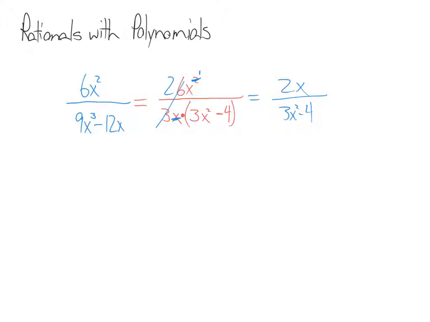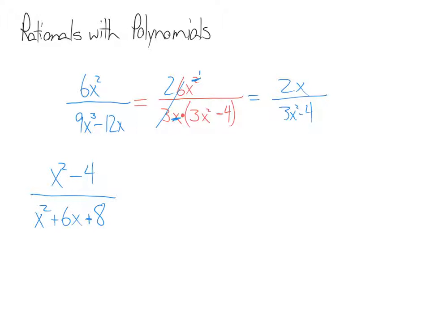Okay? Now, we can do this with other polynomials as well. Let's say that we had, say, an x squared minus 4 over an x squared plus 6x plus 8. So here we need to do the same thing. Anytime you see a polynomial and you're trying to reduce, you want to look to factor, okay? So we're going to look to factor.